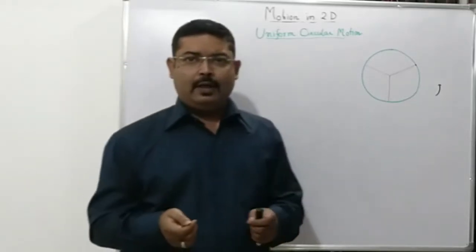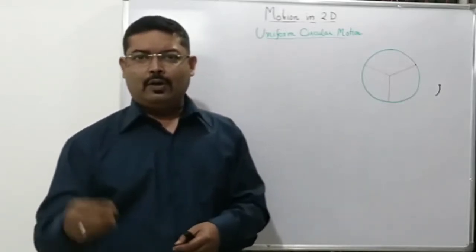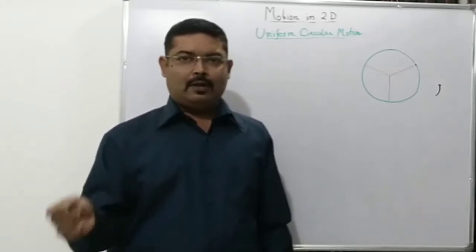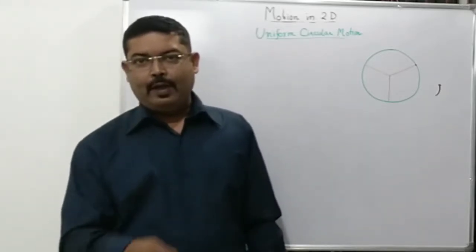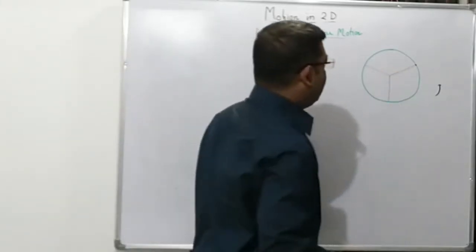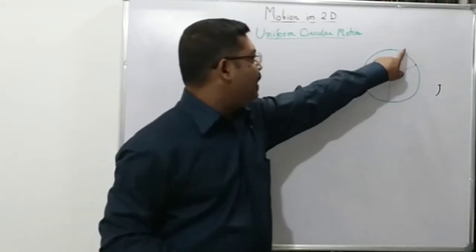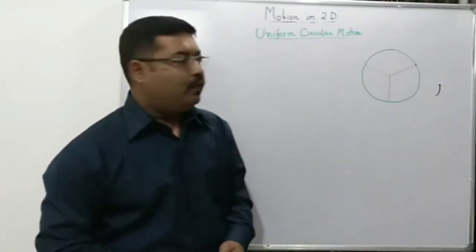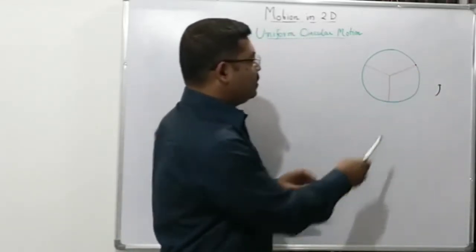Or you take a string, attach a ball or a stone to one end and start rotating it, revolving it with your hands. So what we will see is that it will keep on moving in a circle like this. Let us say we have an object, a point, and it's moving in a circle in a counterclockwise direction like that. So what will happen when it's moving like this and reaches this particular point as shown here?